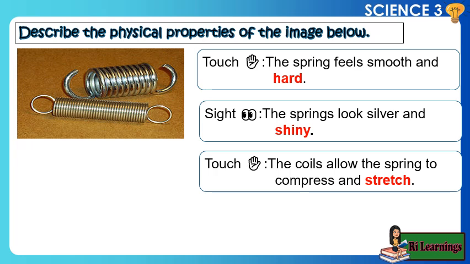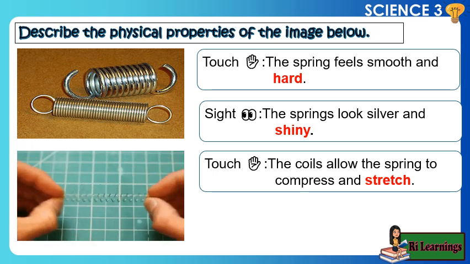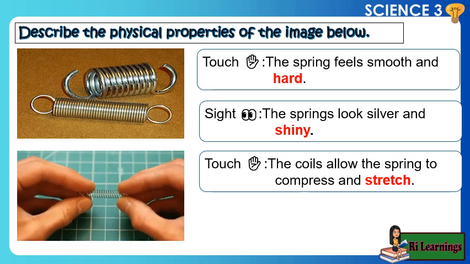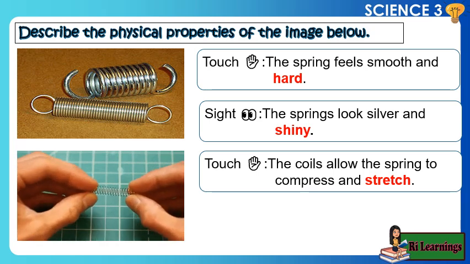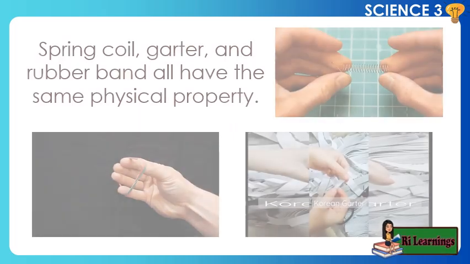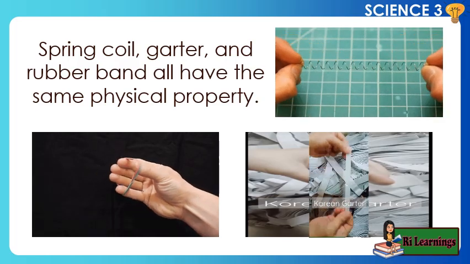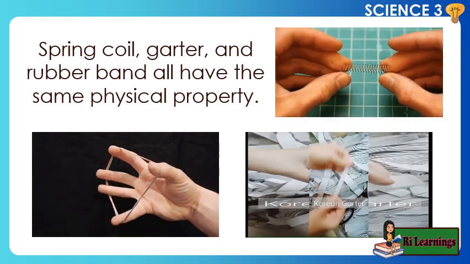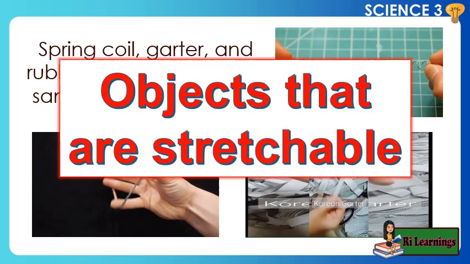Describe the physical properties of the image below. Touch: the spring feels smooth and hard. Sight: the springs look silver and shiny. Touch: the coils allow the spring to compress and stretch. Spring coil, garter, and rubber band all have the same physical property. They are stretchable.